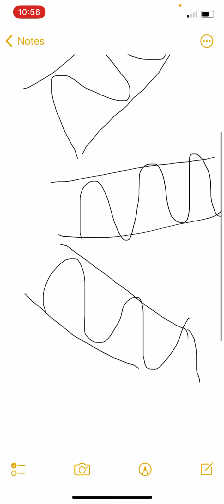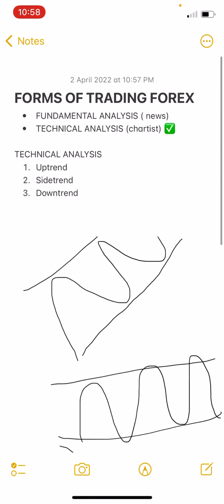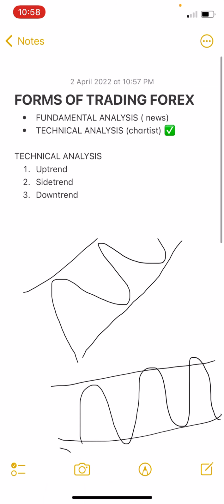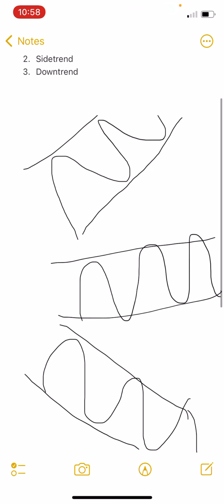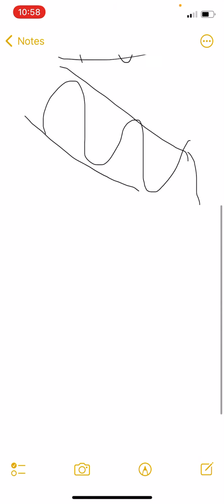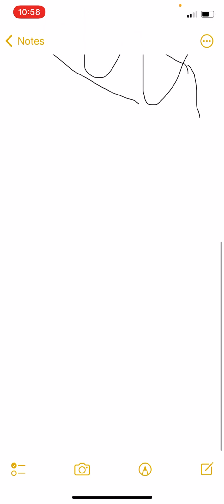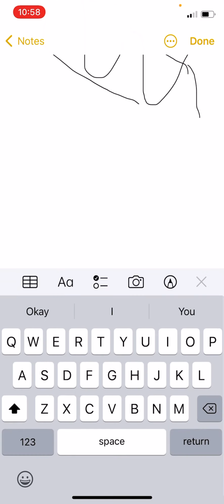Now, for you to know how to trade with this, you need to know how to identify these trends. And for you to identify the trend, there are what we call support and resistance, and trend lines. These are tools that you use to know what you need to do.